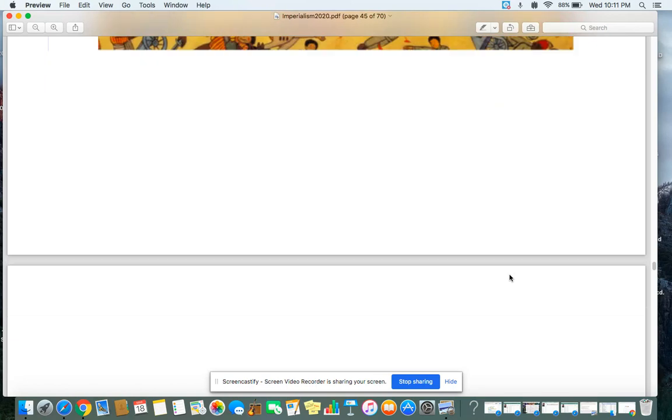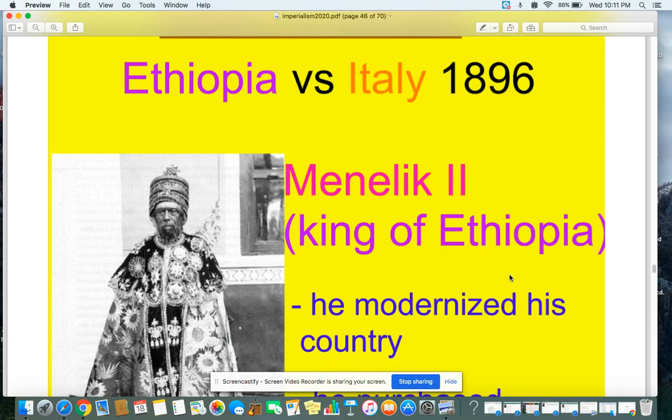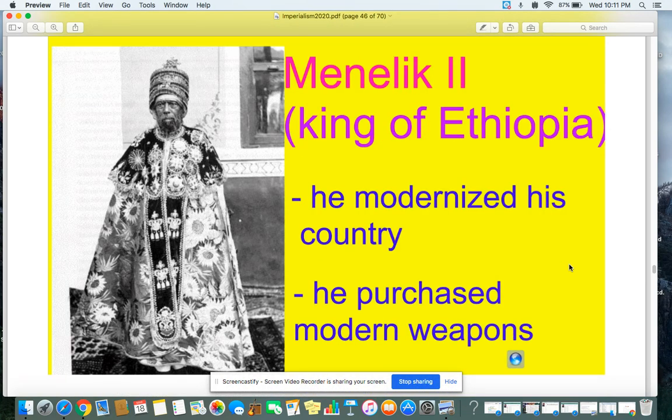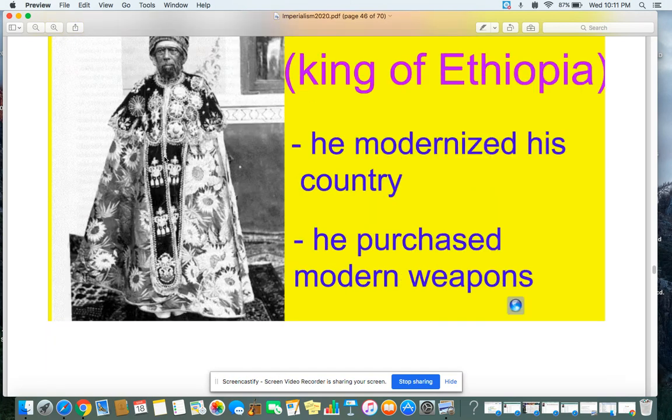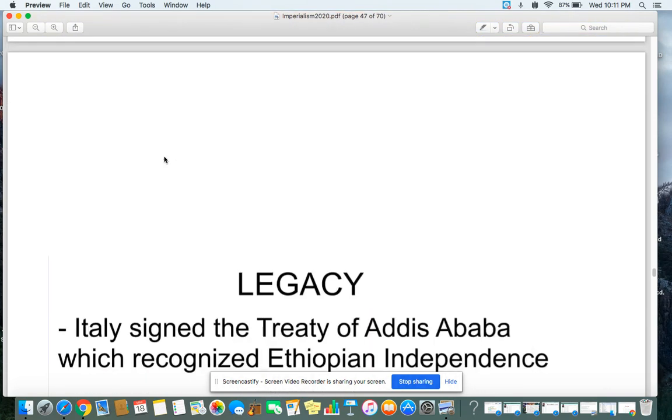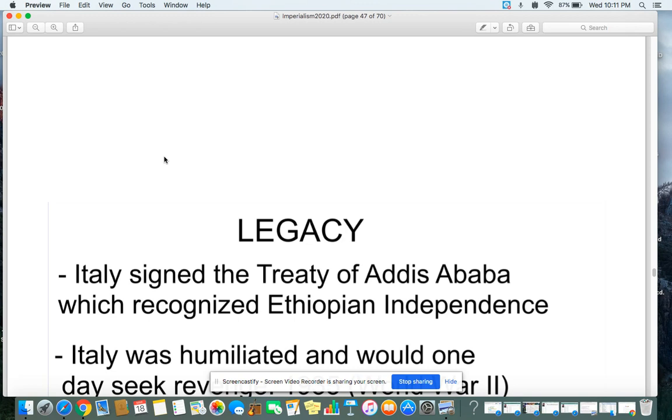So how did these Ethiopians get this? Well, their king, Menelik II, super famous, because he modernized his country. He purchased weapons with the money he made, more modern weapons. And so that definitely helped things out too. And so he was really super famous in African history as defeating the Europeans. I wish I could go into more detail about all this, but sadly we just don't have time.